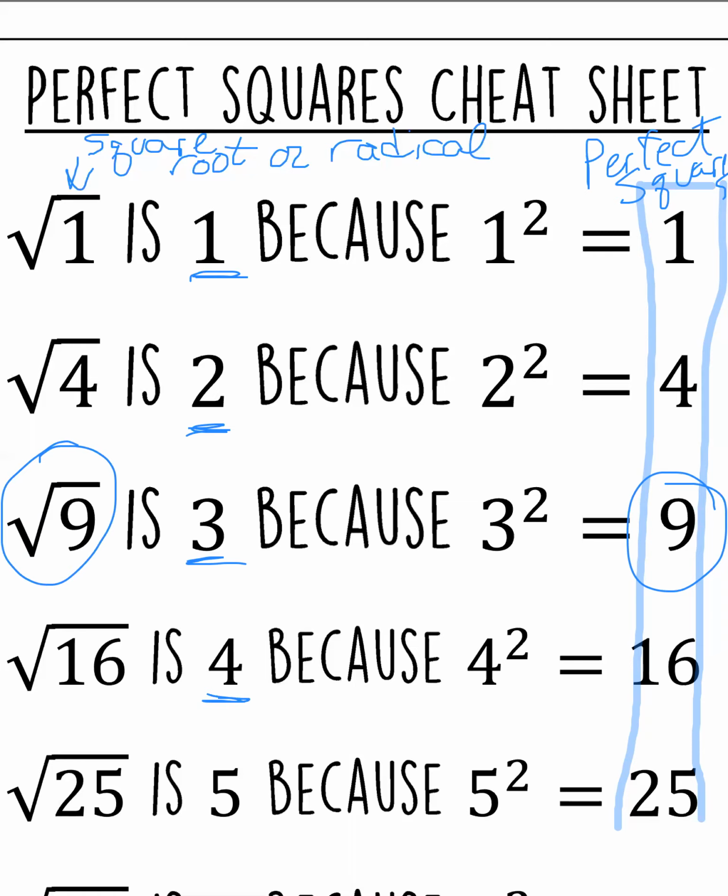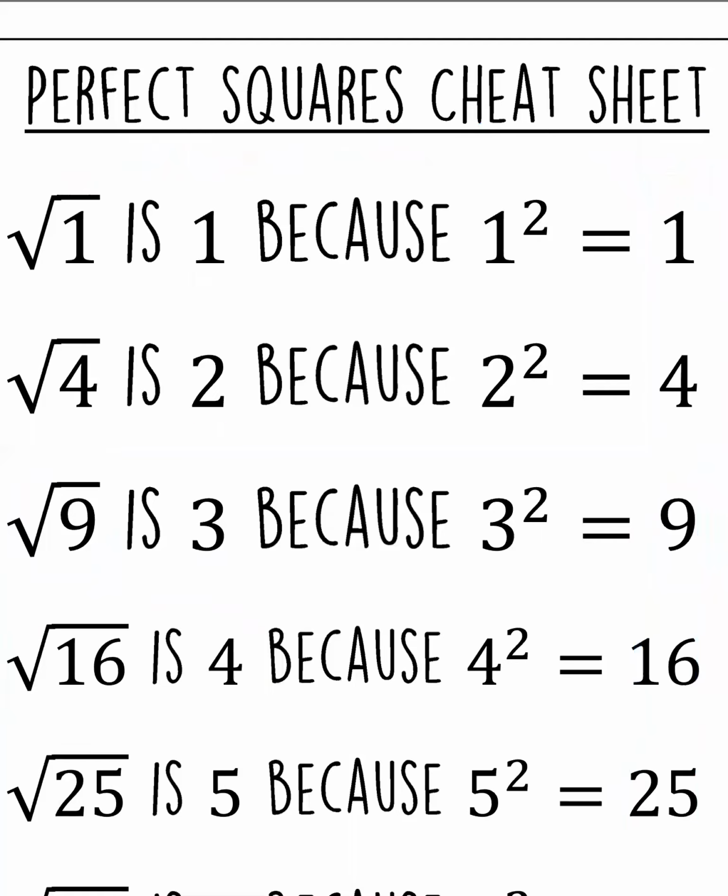It's true that 1 times 9 is 9, but I want two numbers that are the same that get me 9. So it's 3 times 3. Therefore, the square root of 9 is 3. It works the same way down here. If I ask you for the square root of 16, that's just going to be 4, because 4 times 4 gets you 16. So the perfect squares are a very special set of numbers.